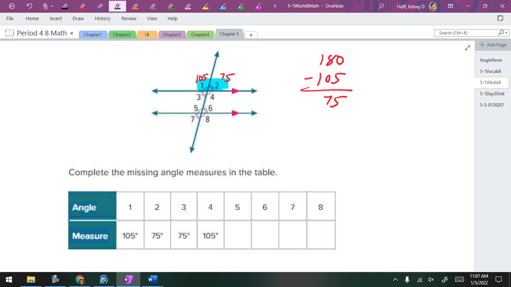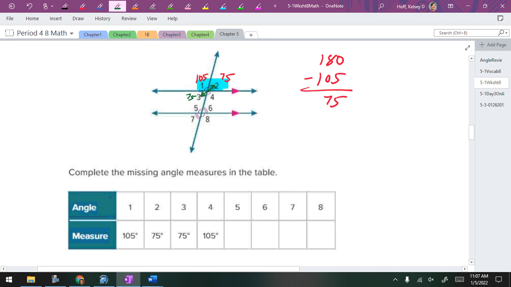What is the technical name for them? The vocab word. Nope, vertical angles. Very good. 2 and 3 are opposites of one another. They share that same hinge. So they're vertical angles, which means they are the same degree measure. So if angle 2 is 75, that means angle 3 is 75.